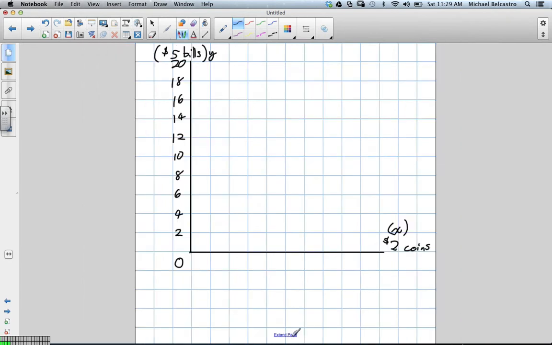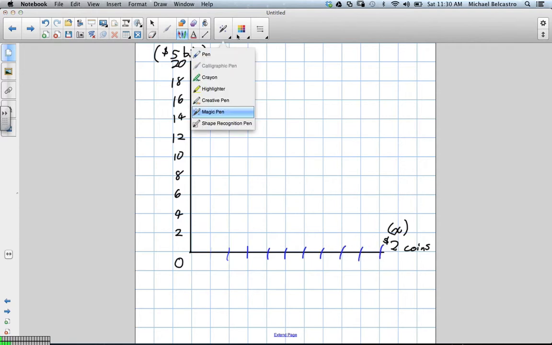But for $2 coins, it's a little tougher here. We've got to go up to 50. So what do you think a good scale to try is? 5. Yeah, okay, let's see if we can do it all in 5. So we go 5, then 10, 15, 20, 25, 30, 35, 40, 45, 50. Ooh, we made these just perfect, okay?